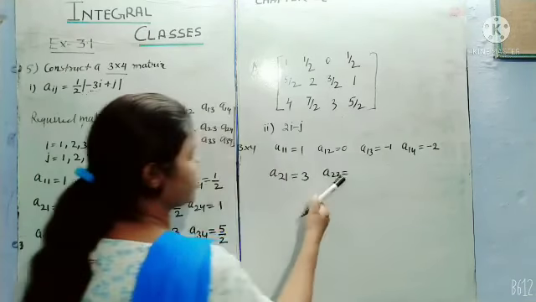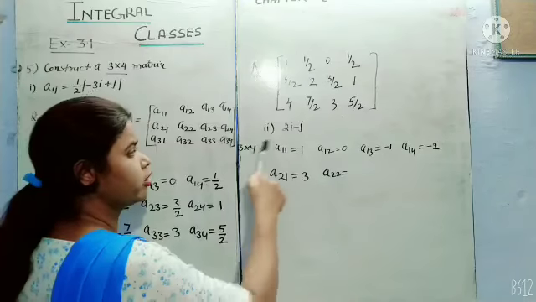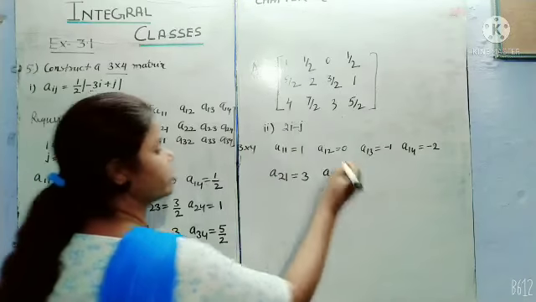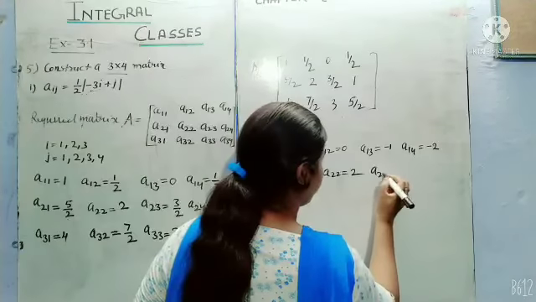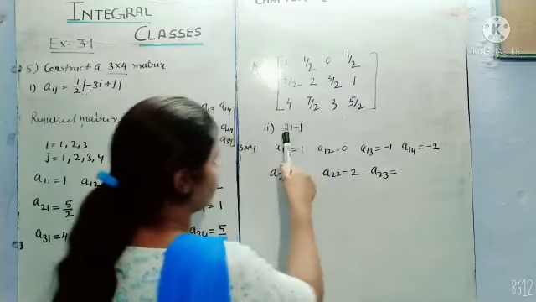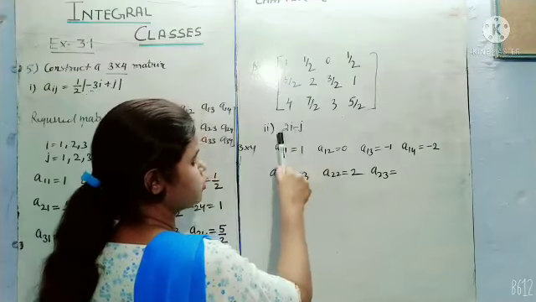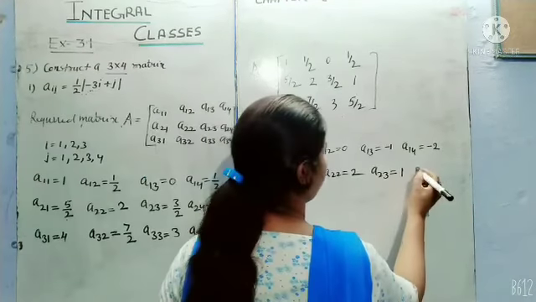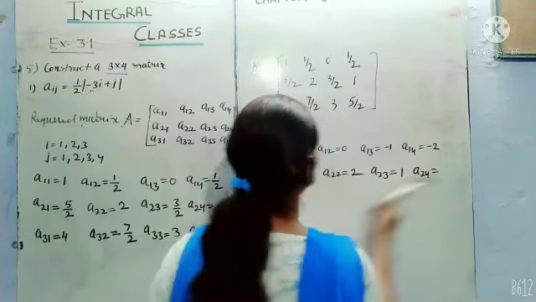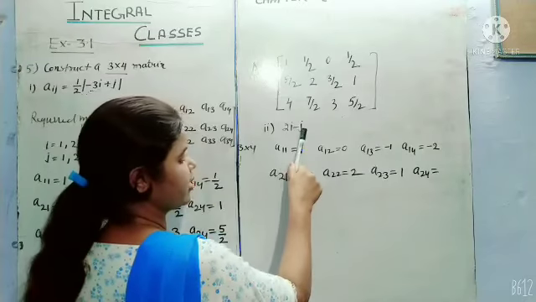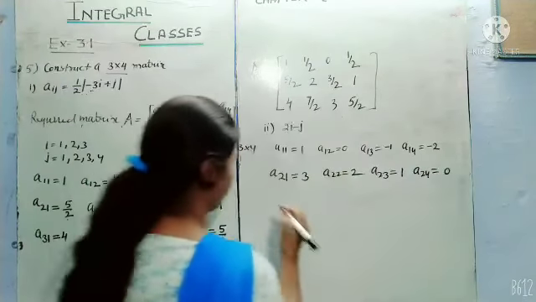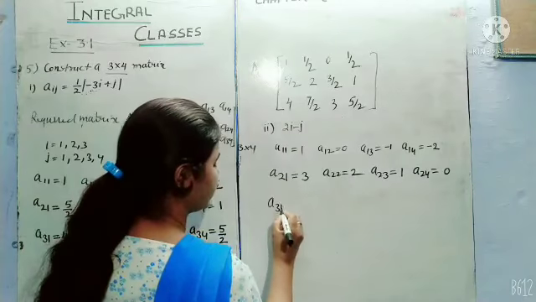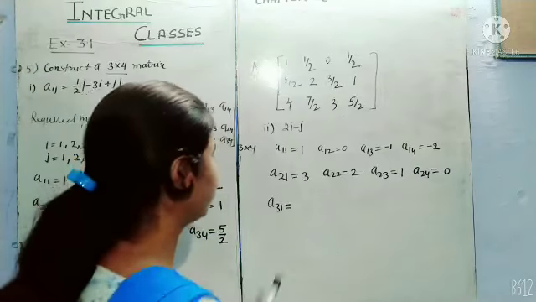A22, second row second column. i equal to 2 and j equal to 2. 2 twos are 4. 4 minus 2, 2. A23 means i equal to 2 and j equal to 3. 2 twos are 4. 4 minus 3, 1. A24, i equal to 2 and j equal to 4. 2 twos are 4. 4 minus 4, 0. Okay. A31, for A31 i equal to 3.